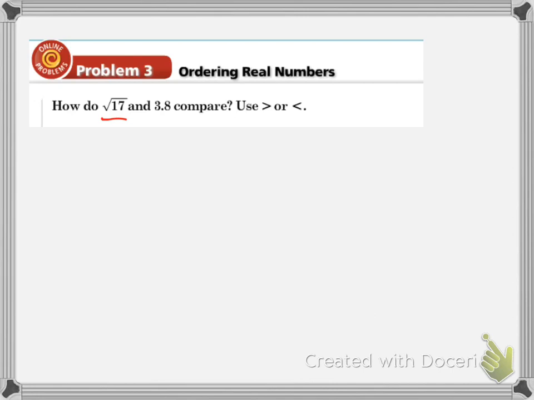So in my calculator, I'm going to calculate the square root of 17. I'm going to see that as a decimal, it's an irrational number, it goes on forever. It's 4.123 and goes on. But the main thing that I could see is that 4.123 is going to be greater than 3.8. So I can conclude that the square root of 17 is greater than 3.8.